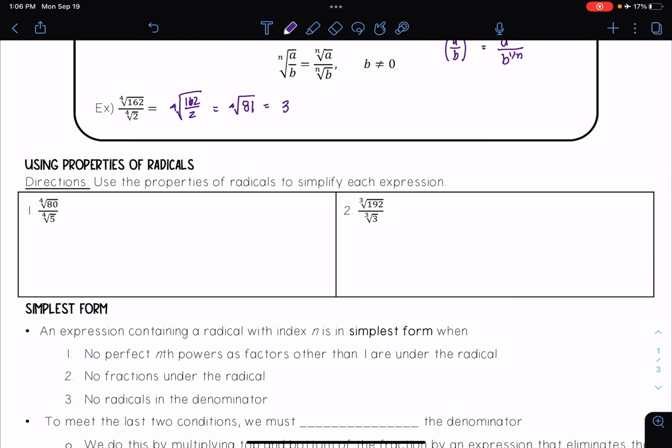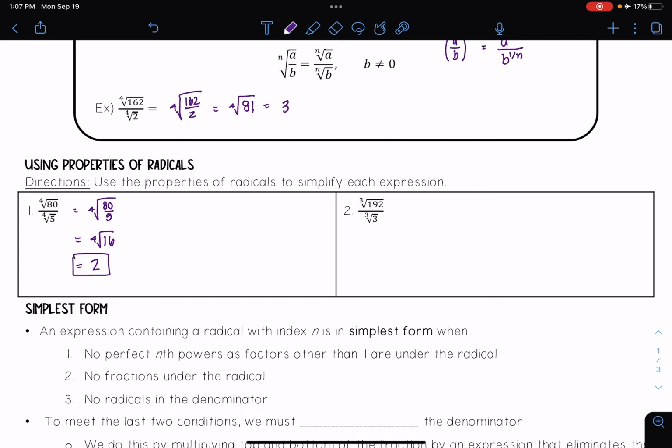So let's practice using that property. We're going to use that property to simplify each expression. Number 1, I have the fourth root of 80 divided by the fourth root of 5. And so using the quotient property, I know that this is equal to the fourth root of the fraction 80 over 5. And when I divide 80 by 5, I get 16. So this becomes the fourth root of 16. And thinking of what number raised to the exponent of 4 gets me 16, I see that that is going to be 2.